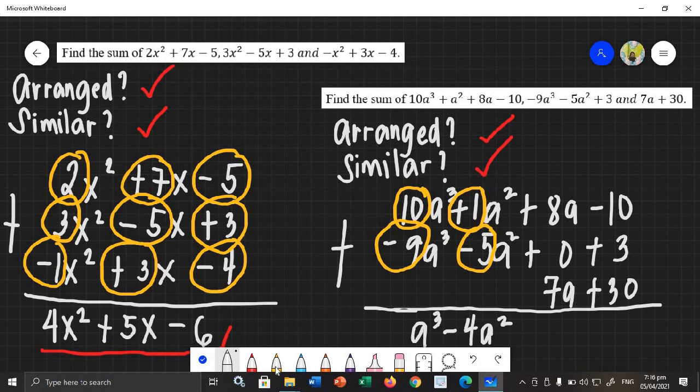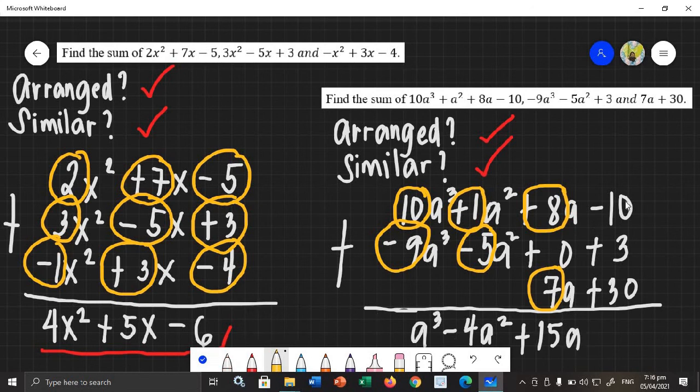So, yan. And then next is yung may literal coefficient na a. So we need to add 8, positive 8, to positive 7. Leave 0 alone na lang kasi nilagay lang naman natin siya to fill the blank spaces. So 8 plus 7, that will be equal to 15, which is positive. So pakilagay is plus 15, and then copy natin yung literal coefficient, which is a.